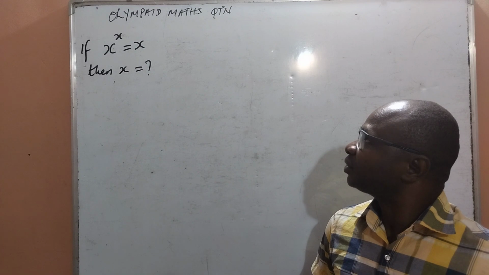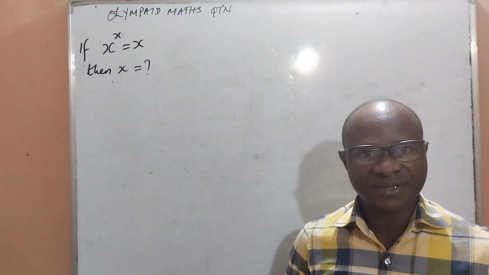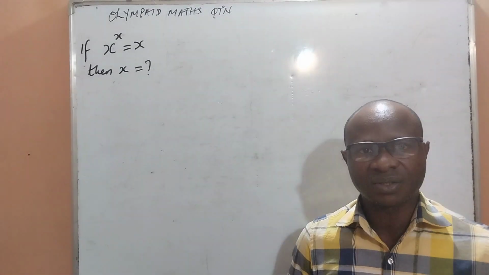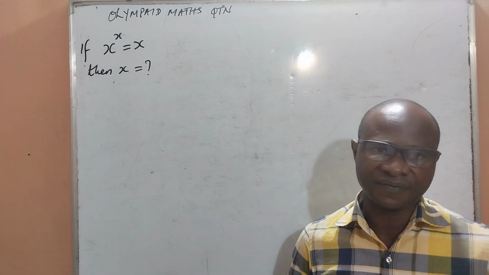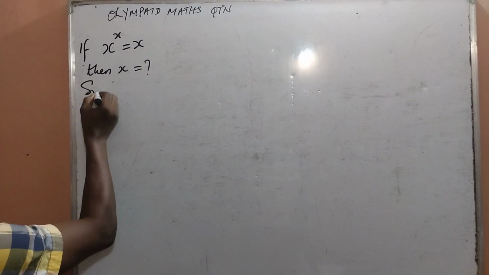Today we want to pick an Olympiad math question, and the question is written on the board: if x raised to power x is equal to x, then what should be the value of x? Let us dive in to the solution to this question.